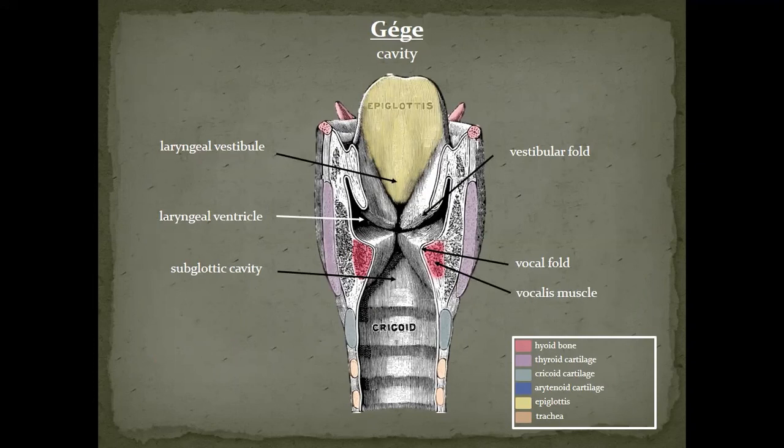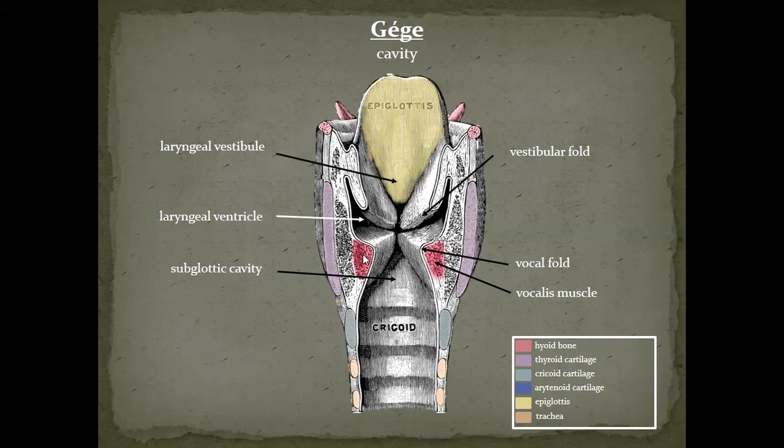Inside the larynx, if we make a cut in the frontal plane, then we can see the main parts of the larynx. Just behind the epiglottis, after the inlet, we have the laryngeal vestibule. This is the first part. Then we have a little cavity on the sides, which are called the laryngeal ventricles. And then the lowest part is called the subglottic cavity.